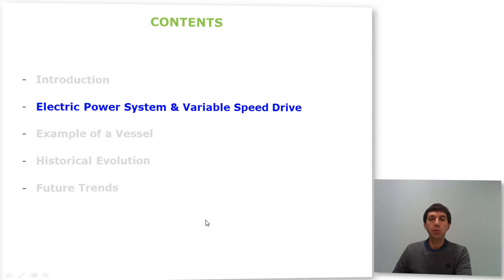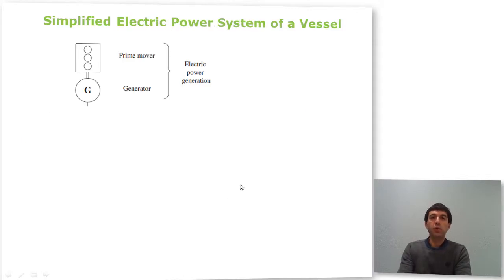Okay, so let's go with the second part, and we will see very shortly the typical electric power system of a vessel. First of all, we should start by mentioning the electric power generation. The electric power generation in a modern vessel very often is made by a prime mover, which is more commonly a diesel engine. This diesel engine is mechanically coupled to a generator that normally is a synchronous generator, and this generator creates the network or the grid from which the loads of the vessel are supplied.